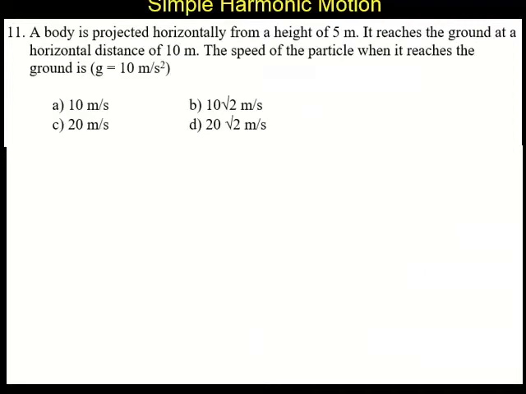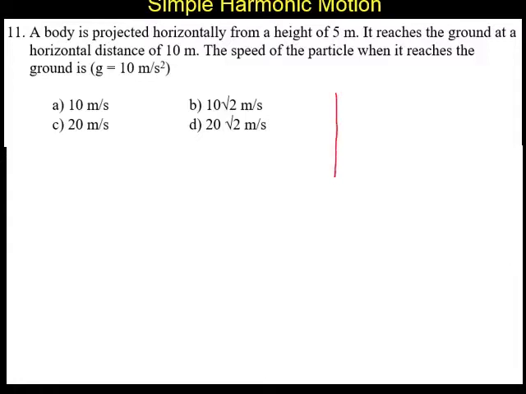Question number 11. A body is projected horizontally from a height of 5 meters. It reaches the ground at a horizontal distance of 10 meters. The speed of the particle when it reaches the ground is... So here a body is projected horizontally from a height of 5 meters.